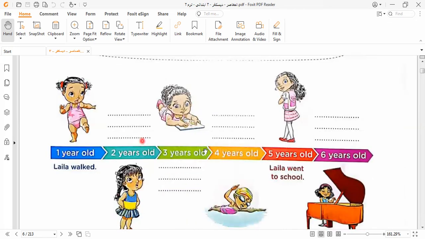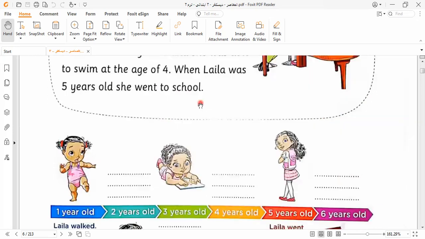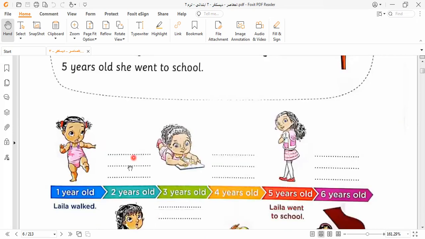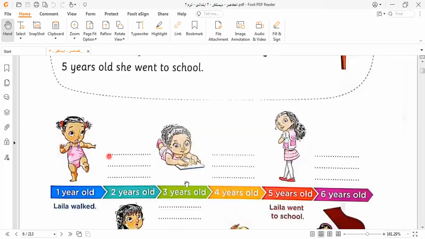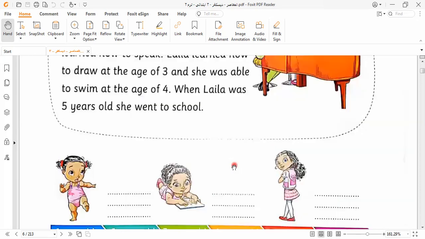This is the timeline of Layla. 1 year, Layla learned to walk. 2 years, what is Layla doing? She learned how to speak. So I will write here, Layla learned to speak. 3 years, what is she doing? She was able to swim. So I will write here, Layla learned how to swim. 4 years old, what is Layla doing?